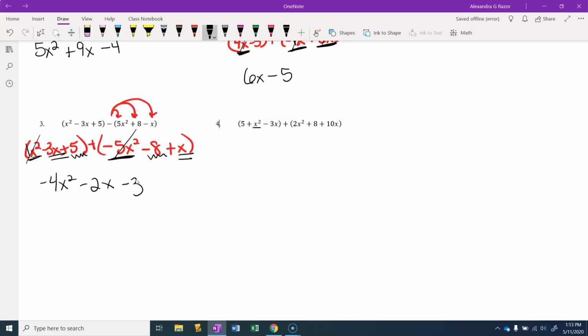Okay, for number 4, my biggest exponent is x squared. So 1x squared and 2x squared is 3x squared. I'm going to cross those off because I'm done. Now I go to my x's, negative 3x and a positive 10x. That's a positive 7x. And then the last one, I'm going to do squigglies instead of 3 lines. A positive 5 and a positive 8 is a positive 13. And that's it. So we've done some things very similar. The big difference here is you have to make sure if it's a minus, you distribute the signs. And so you change all the signs in the parentheses after the minus.